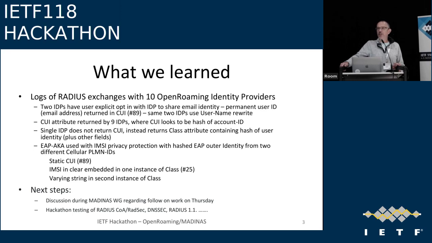A single IDP doesn't return a chargeable user identifier, but uses class to return what looks like a hash of the user identifier plus some other fields. And we also saw OpenRoaming authentications from two different cellular providers. Those are two different PLMN IDs. And great news from a privacy protection perspective is that those PLMNs are using hashing of the IMSI, so IMSI privacy protection, so you don't see the IMSI in the outer EAP identifier.